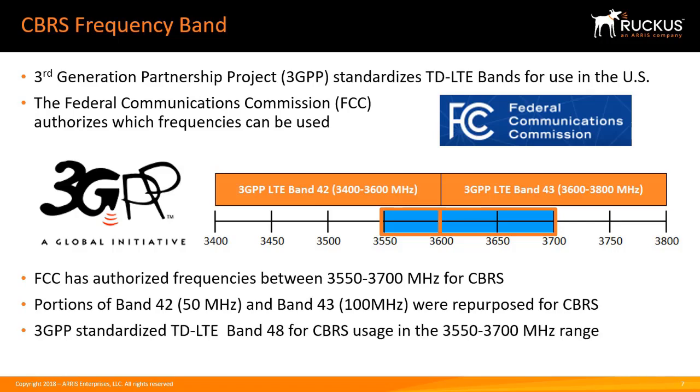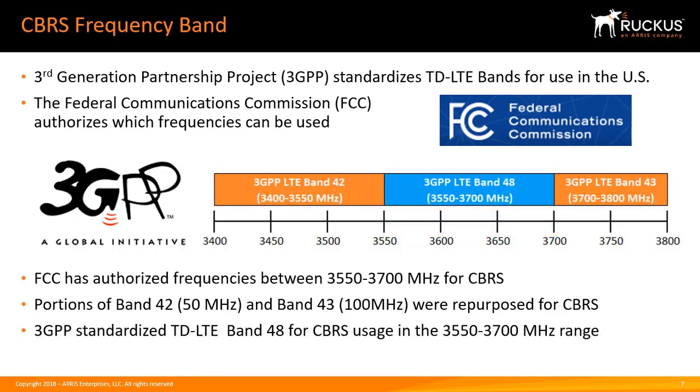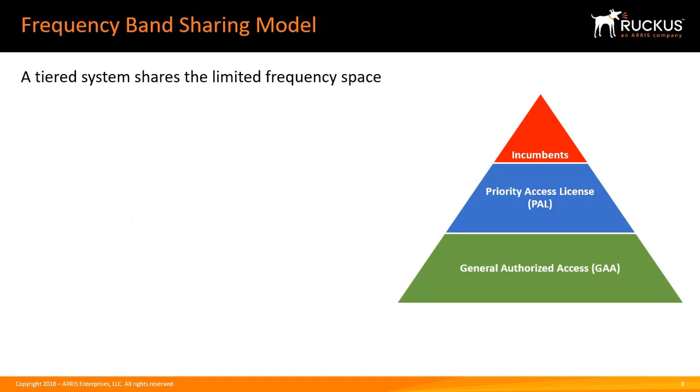In the band 48 RF spectrum, a 3-tier sharing system will coordinate spectrum access among the incumbent military radars and satellite stations and the new commercial users. The 3 tiers are Incumbent, Priority Access License or PAL, and General Authorized Access, GAA, users. What makes CBRS unique in LTE communications is the shared spectrum model it employs. In this model, CBRS leverages a tiered system to share the limited 150 MHz frequency space.